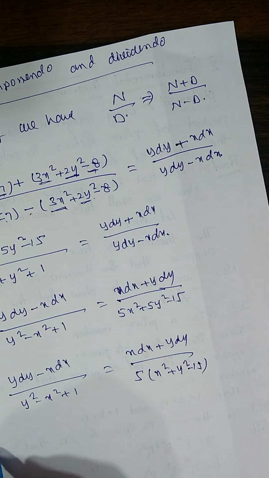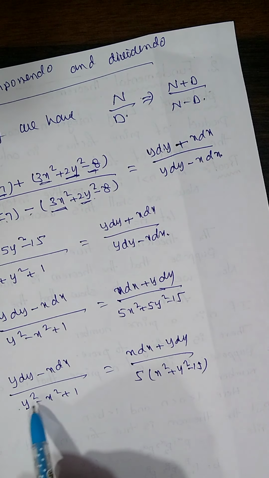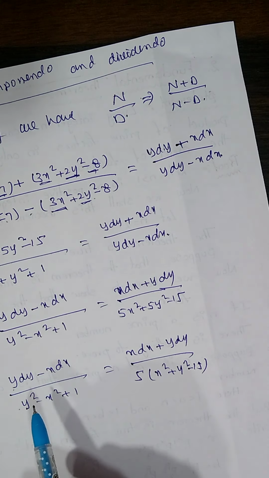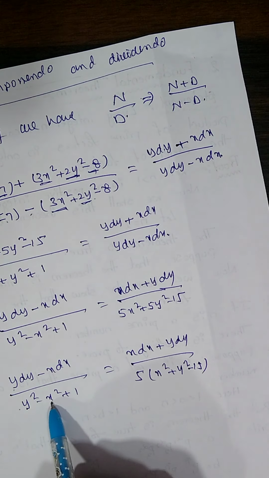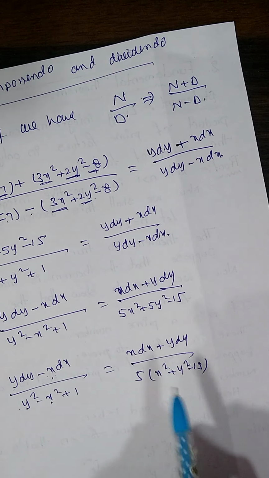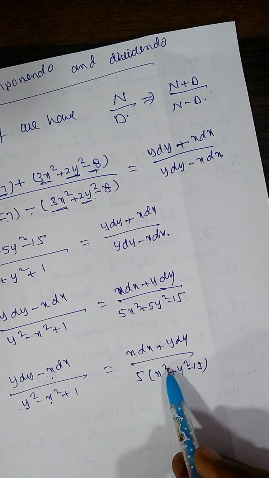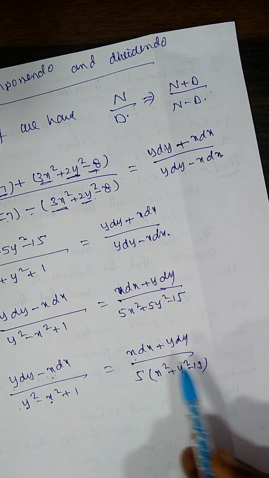Now multiply by 2 on both sides. Why? Because the derivative of y square is 2y dy, but we have only y dy here, so multiply by 2. Here also the same: the derivative of x square is 2x dx, but here we have only x dx. After multiplication by 2 we get 2x dx. That's why we multiply by 2 on both sides.